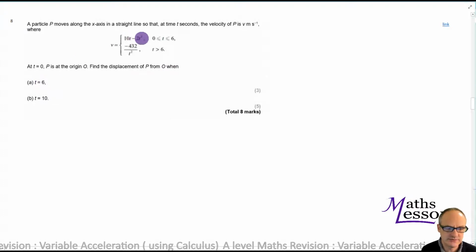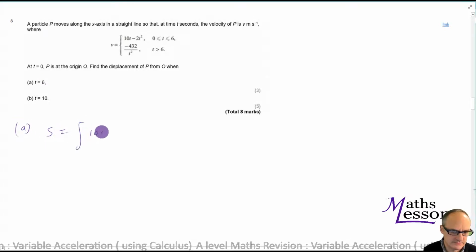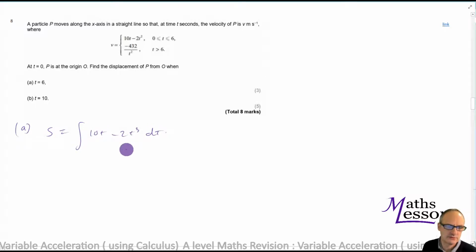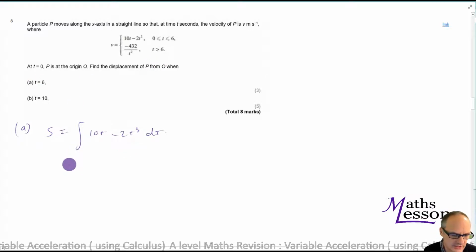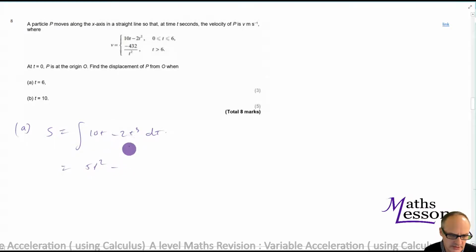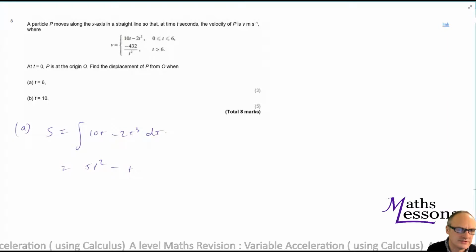So we can use the first part of the velocity function here, and we're going to integrate this expression to find out what the displacement of P will be from O when t equals 6. So integrate this, we get 5t squared minus, what's that going to be, t, sorry, I've written t cubed, that's meant to be t squared there.